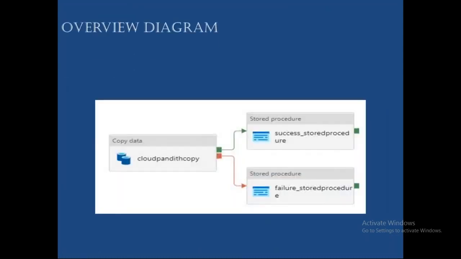Now we'll see here. This is how our pipeline will look today, because once you are copying the data, two things may happen. One is the copy activity may fail due to different reasons, right? But the copy activity may succeed. Now what I wanted to do, if it succeeded, I want to execute the success stored procedure. If it failed, I want to execute the failure stored procedure.